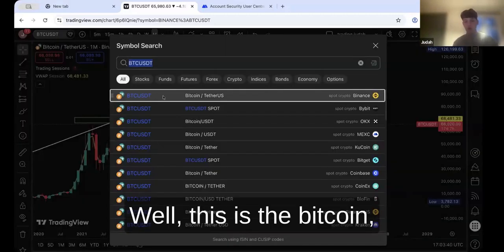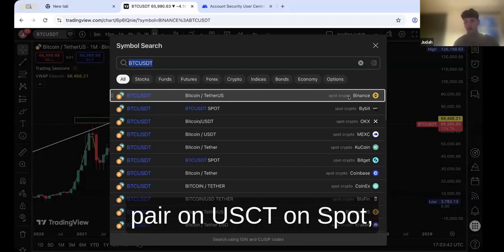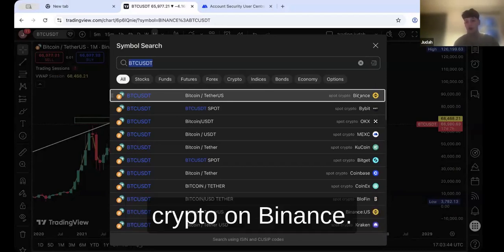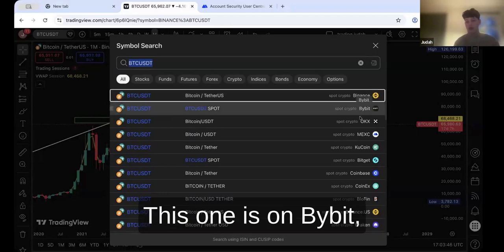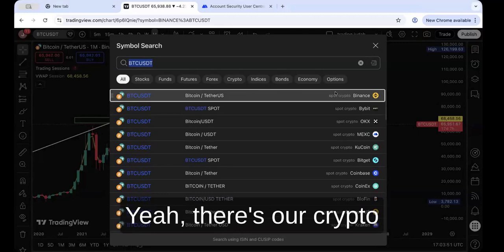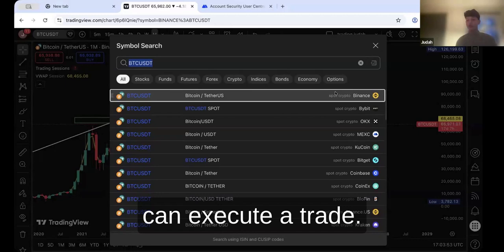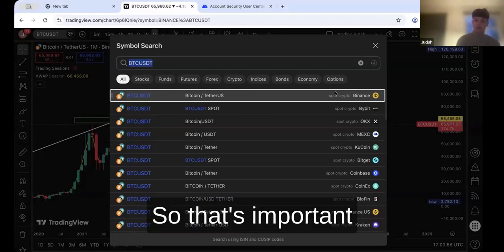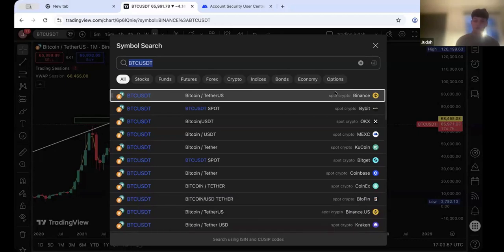Well, this is the Bitcoin pair on USDT on spot crypto on Binance. This one is on Bybit. This one is on MEXC. So those are exchanges. Yeah, those are crypto exchanges where you can execute a trade. So that's important to understand.